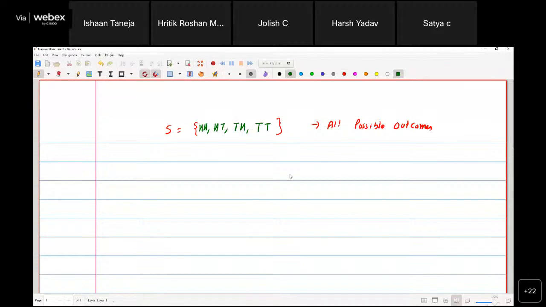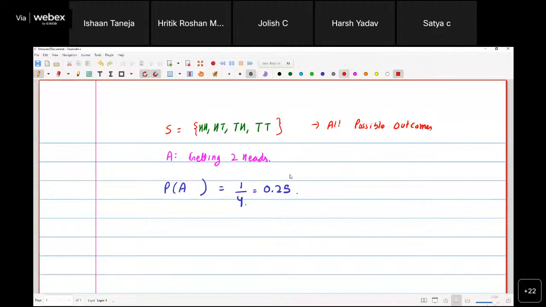Let's say my event A is getting 2 heads. So what is the probability of A? 1/4, 0.25. Yeah, 0.25.